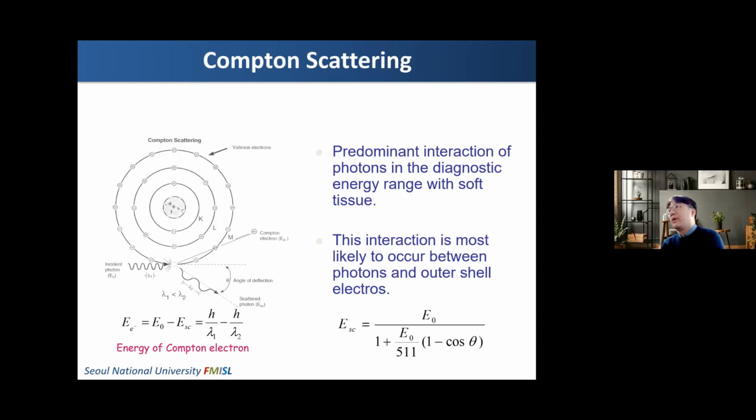For example, from technetium-99m, only 140 keV gamma rays are coming. So if the measured energy is 140 keV, we can say it was not scattered by Compton scatter. But if the measured energy is lower than such a specific value, we can think it may have undergone Compton scatter. For example, if it has 100 keV energy, it is very likely that it underwent Compton scatter.